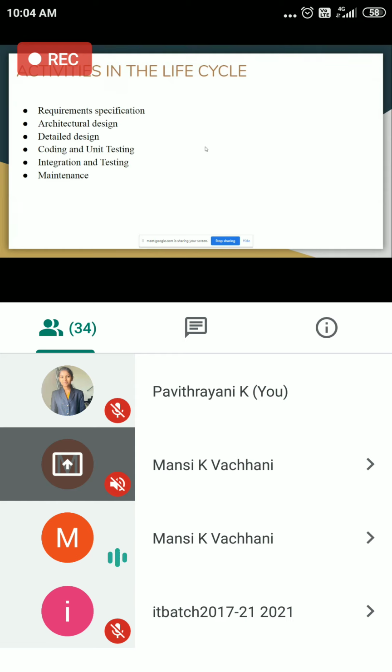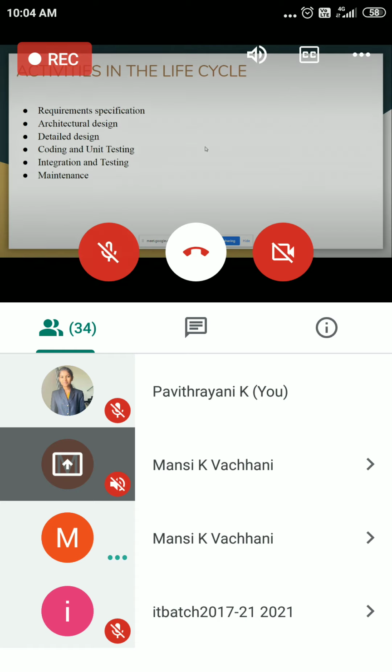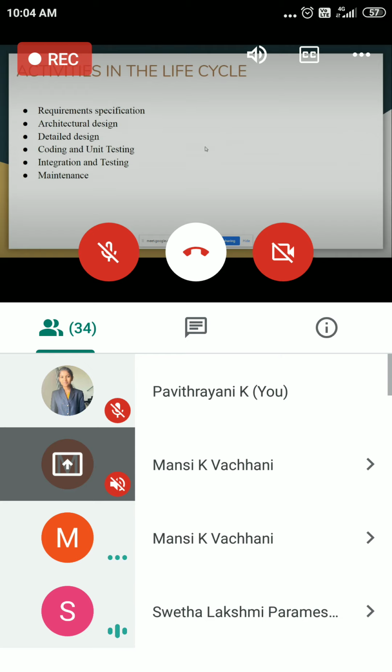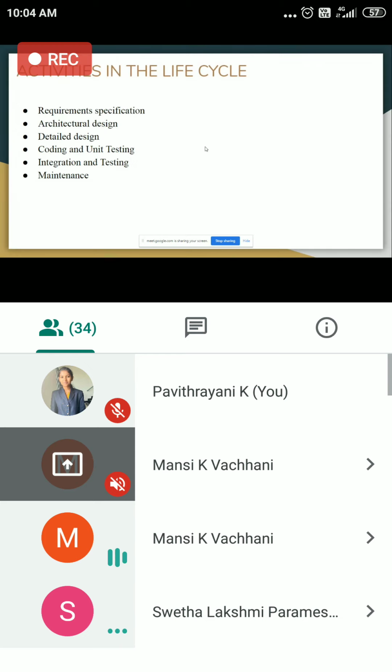Requirement specification. Can anyone tell what it is about? What the user wants, he should specify. Yes, correct. The requirement should be specified before. In this, the designer and customer will be there. They'll try to capture what the system is expected to do. So what the requirements are expected, they'll try to specify that.